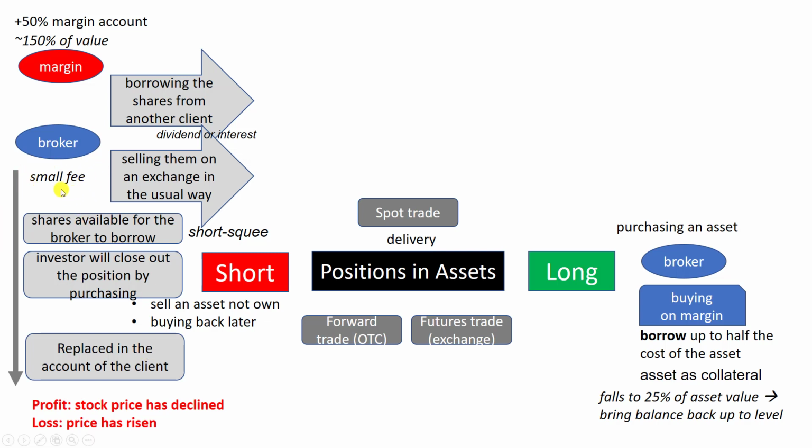Obviously there will be some small fee, because we still have to remove it from another client's account, so the brokerage firm will ask for a fee since it's a financial service. And also there will be a margin requirement, so margins are coming back again. Usually half of the value should be added, which means that 150% of the entire trade deal should be covered by a margin.